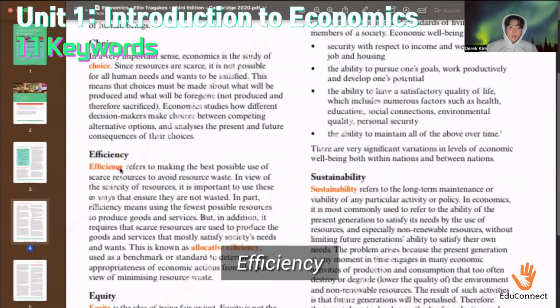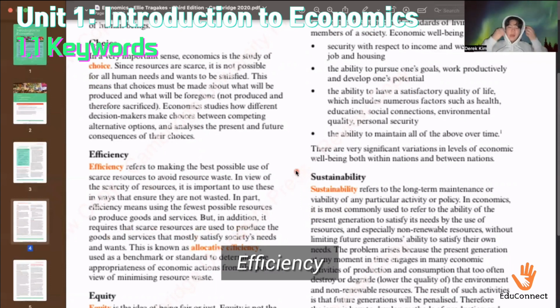Efficiency is very important. Efficiency refers to making the best possible use of scarce resources to avoid resource waste. In view of scarcity of resources, it is important to use these in ways that ensure they are not wasted. In part, efficiency means using the fewest possible resources to produce goods and services. But in addition, it requires that scarce resources are used to produce the goods and services that mostly satisfy society's needs and wants. This is known as allocative efficiency.